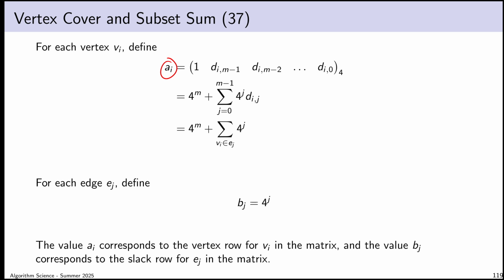So Ai is the base 4 encoding of one row of the matrix, the row for vertex Vi. If I want to encode the slack rows, let's define a value B, which has a 1 in the position corresponding to the edge I'm talking about. So for edge Ej, I want to have a 1 in position j. That means that the value B is just 4 to the j.